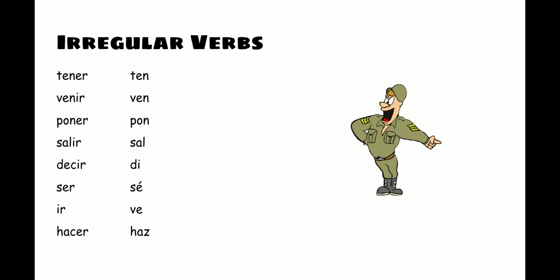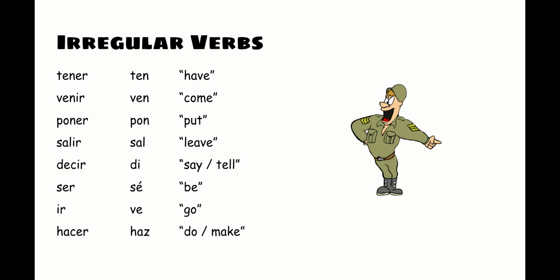So just to review what these mean, ten would mean have, ven would mean come, pon would mean put, sal would mean leave, di would mean say or tell, sé would mean be, ve would mean go, and haz would mean do or make. And finally, with reflexive verbs, there are a couple little things that you need to know in addition to what we've already talked about.